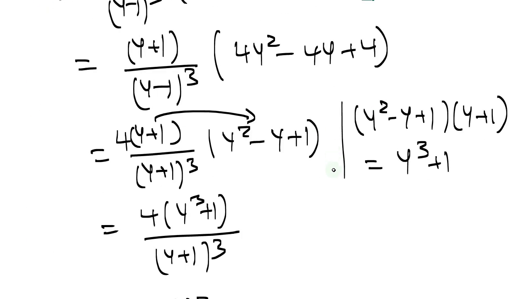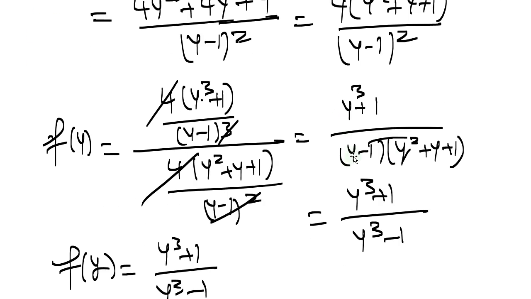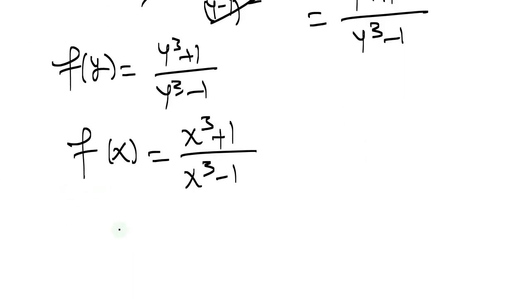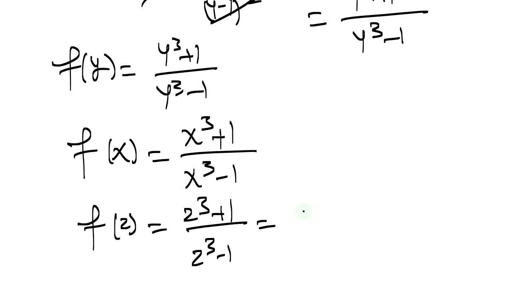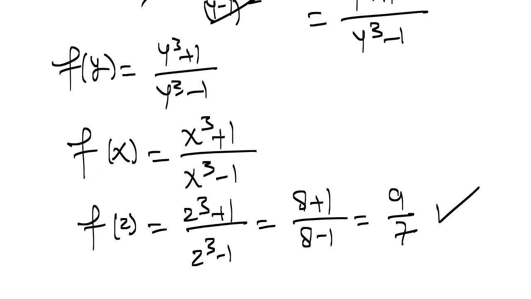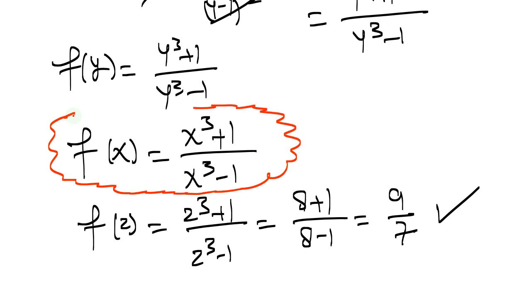So this is then gonna be f of 2, right? Let's find f of 2. We would have then 2 to the 3 plus 1 over 2 to the 3 minus 1. So this is 8 plus 1 divided by 8 minus 1, and this is 9 over 7. And this is correct, guys. So our f of x is actually this one here.